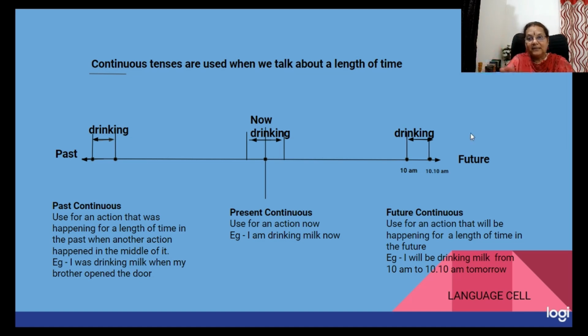See the timeline here. This is the present, this is the past. Let's go to the past. It happened, started at one point, ended at another point, over a period of time in the past.